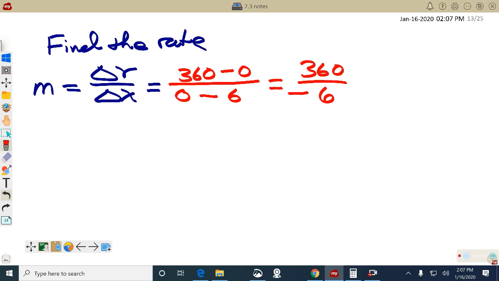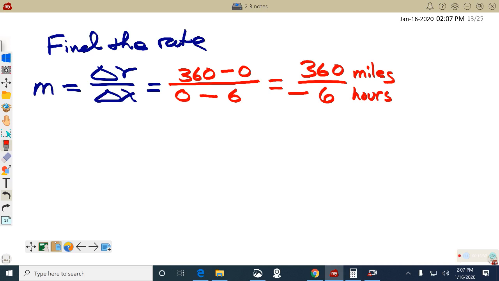So whatever's moving, a chicken, a skateboarder, a fast car, doesn't matter, it's traveling at a rate of 360 miles for every 6 hours. That's a fast car, huh? But that's not how we talk in real life, do we? We talk about miles per hour, per 1 hour. MPH, miles per 1 hour.